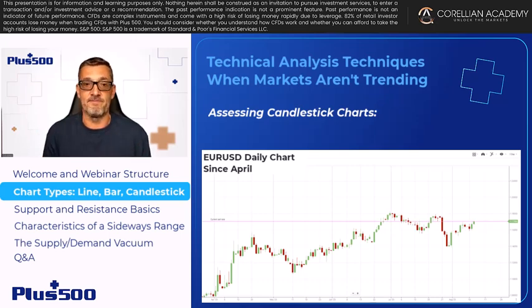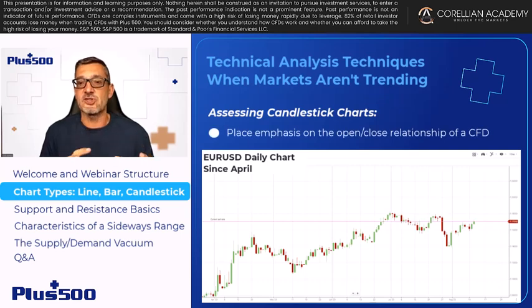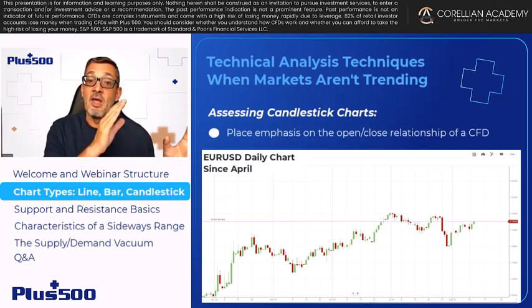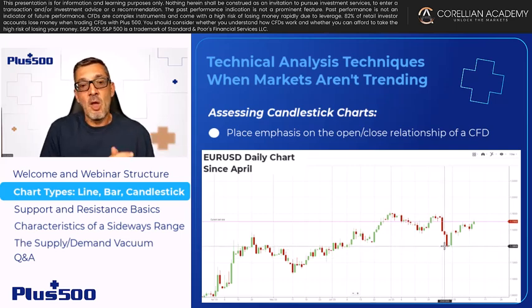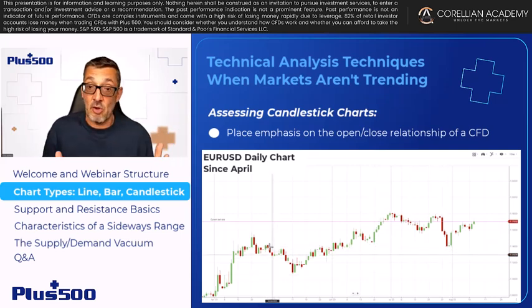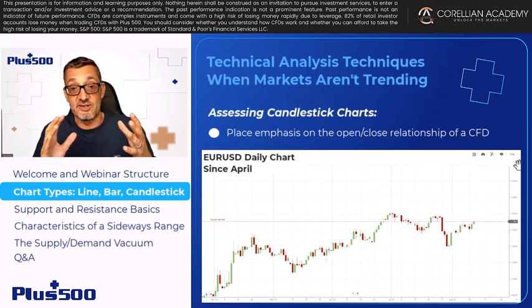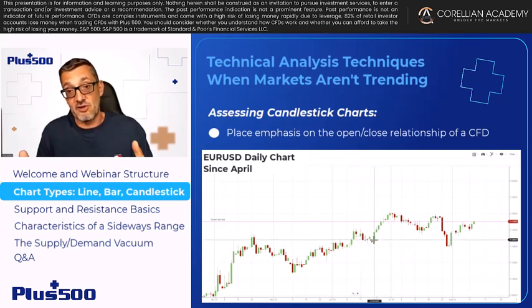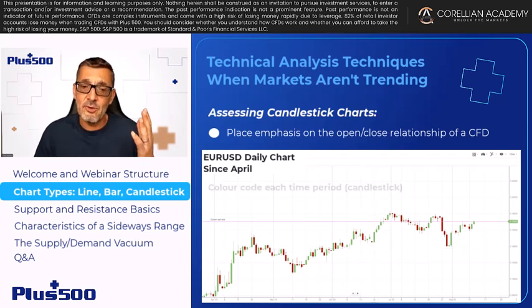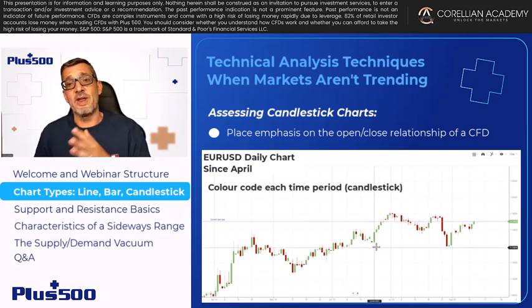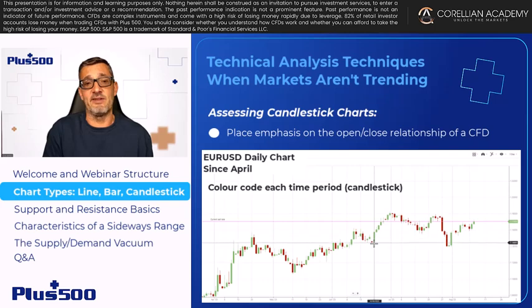period being monitored. To get a better feel for the price action of a CFD, candlestick charts place emphasis on how the current period has closed in relation to where it opened. When I've referred to period in this context, that's the time frame being monitored. So if we're using the daily chart of euro dollar as an example on screen right now, that is 1 day. Candlesticks charts color code each time period of price activity.